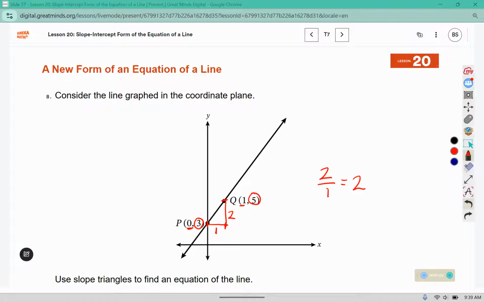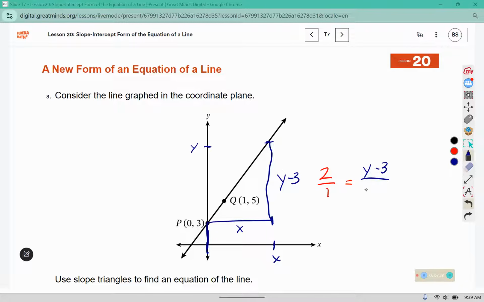But if we wanted to use another slope triangle from here and set up equivalent ratios, like we did in the last example, this would be x, and we started at 0, so that's a change of x. Here this measurement would be a y, but we didn't start at 0, so we're looking for the difference between y and 3. So this would be y minus 3, and then over x, the height to base. Then we will cross multiply.